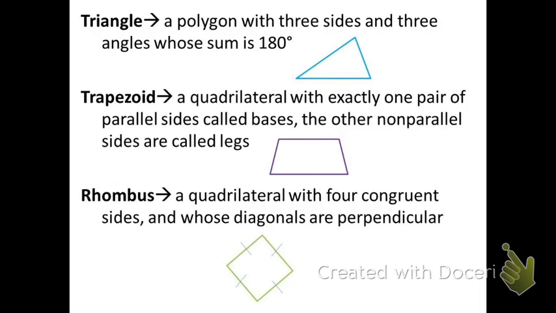A rhombus is a quadrilateral with 4 congruent sides whose diagonals are perpendicular. So these are perpendicular. Some things to note is they also bisect each other. So this side, if it were 5, would be the same as this side. And the side above here, if it were 4, it would be the same as this one down here, 4.